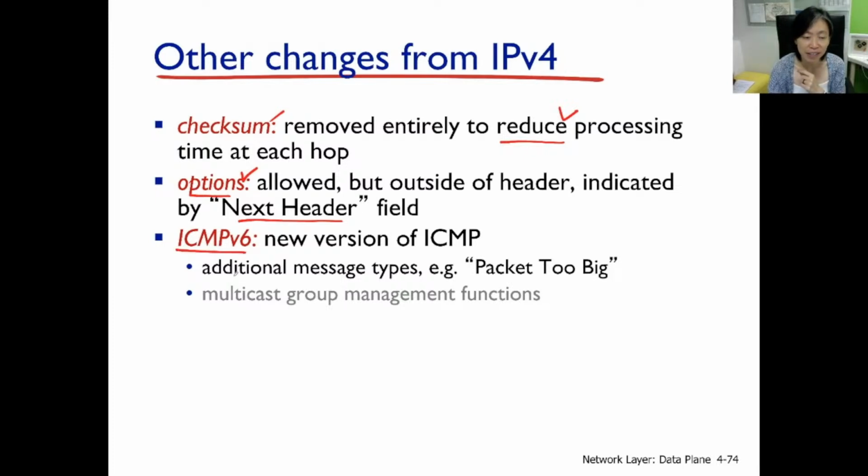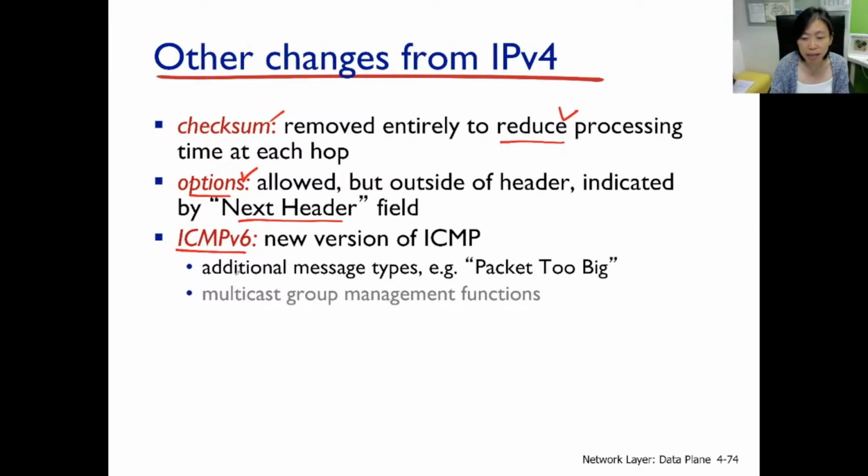ICMP version 6. What is ICMP? You need to think back. In one of the earlier overview slides, I was talking about the functions and protocols implemented in the network layer, right? In the data plane, we have forwarding. In the control plane, we have routing and management. ICMP is one of these protocols implementing the management function. So we also extend the version for ICMP to version 6.